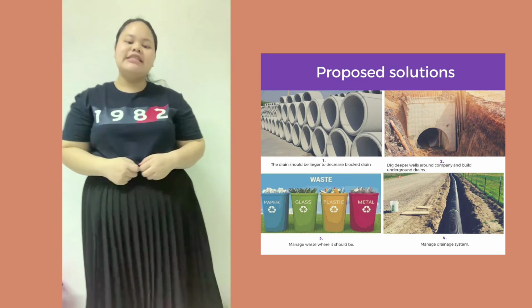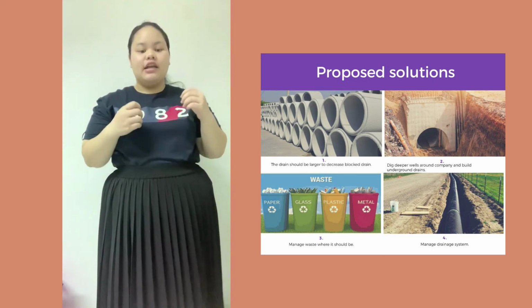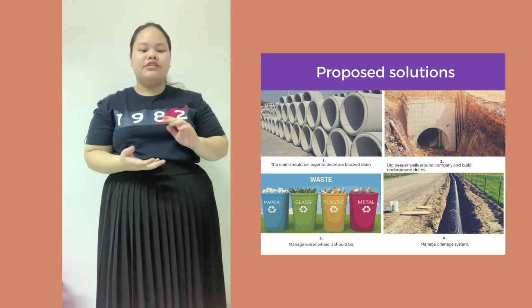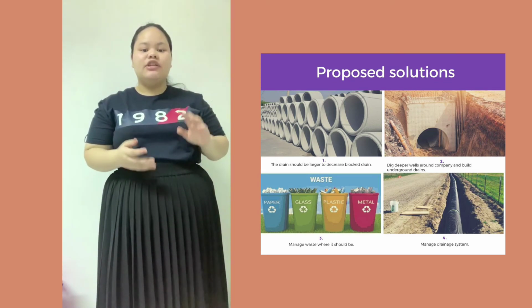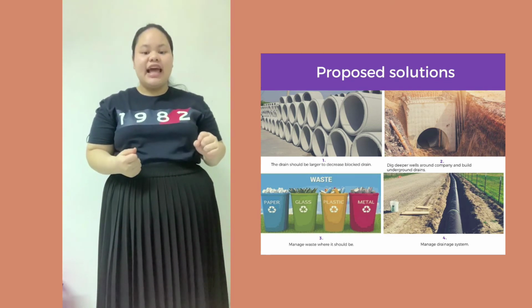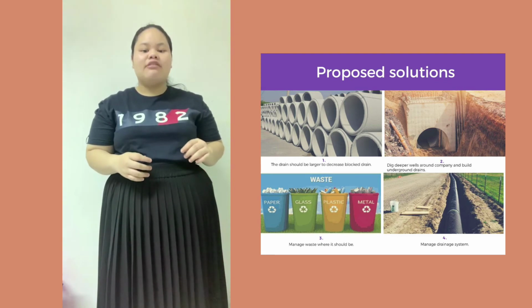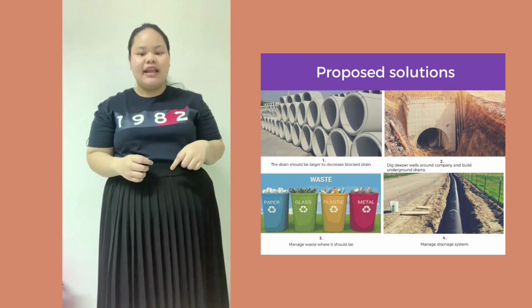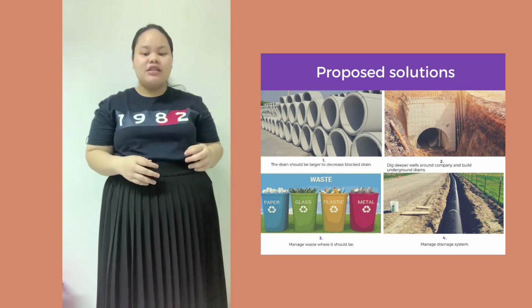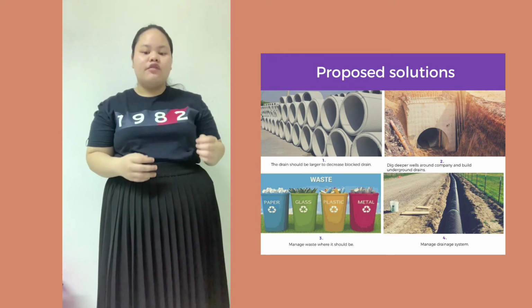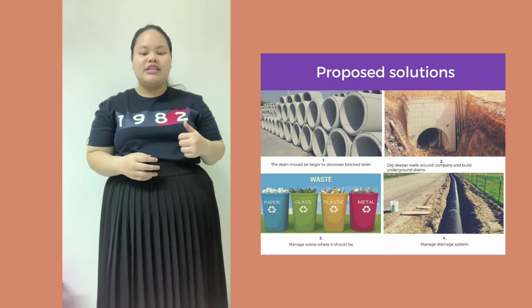The third point is about proposed solutions. The first, a direct comment that the drain should be larger to decrease blockage. Second, dig deeper wells around KU and build underground drains. Third, manage waste where it should be. Fourth, manage a good drainage system.